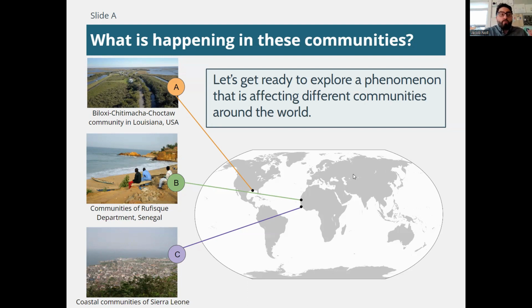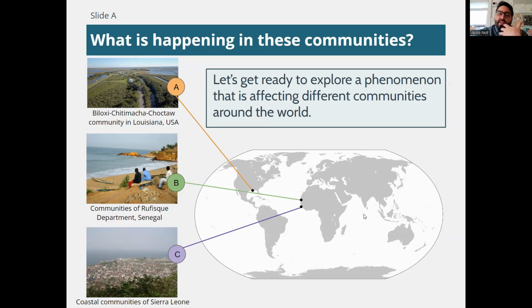Let's first start by introducing our phenomenon. In this unit, we're going to be making sense of something that we're observing happening in multiple communities. So in this opening of the lesson, what we're going to start by doing is really looking at what's happening and what's occurring at 3 different communities around the world.